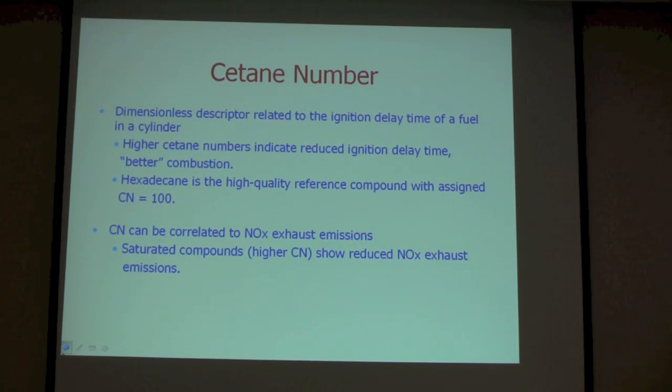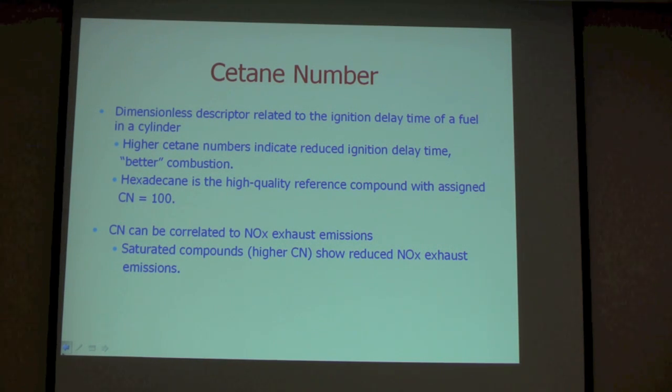I'll start out with the cetane number. I had that in this little historical excursion. We talked about it on some other occasions. So it's conceptually similar to the octane number of gasoline, except that it relates to diesel fuels. You might call it a dimensionless descriptor related to the ignition delay time of a fuel in a cylinder. Generally, the higher the cetane number, you could say the better the combustion, put it that way.